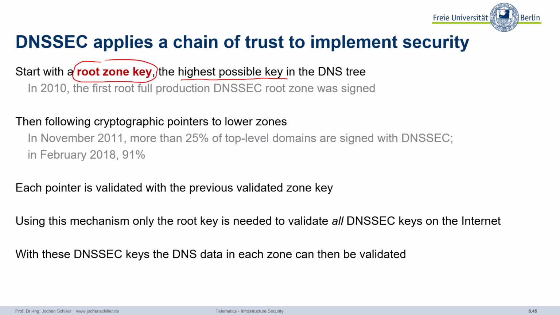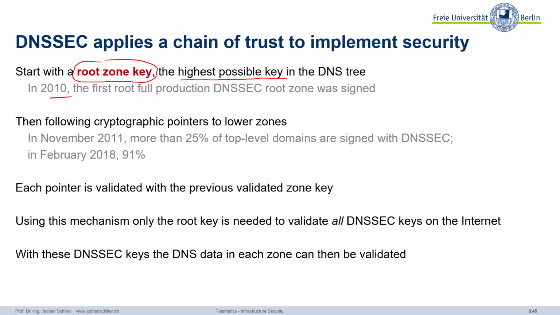And it started in 2010, so 13, 14 years ago. So there was the first signature of a DNSSEC root zone. And then starting from this root, the next lower zones followed. So November 2011, more than a quarter of the top level domains are signed. In February 2018, 98%. So the top level domains are now signed and use DNSSEC.